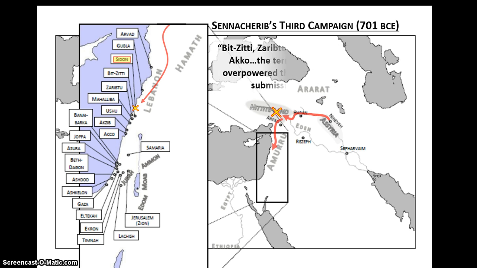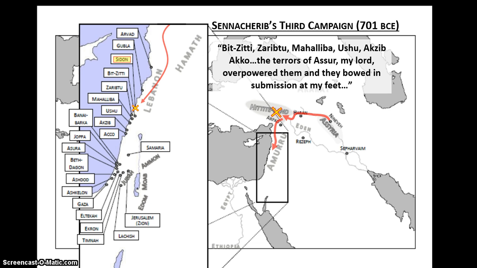After that, Sennacherib tells us that numerous cities, including Bitzidi, Zaribtu, Mahaliba, Ushu, Akzib, Akko, the terrors of Ashur my lord, overpowered them, and they bowed in submission to my feet. So if you would also highlight with yellow colored pencil and also put a red box around those cities there. Again, you don't need to put the X's, just to keep it from cluttering up your paper. But again, if you bring it in having done so, that's perfectly fine.